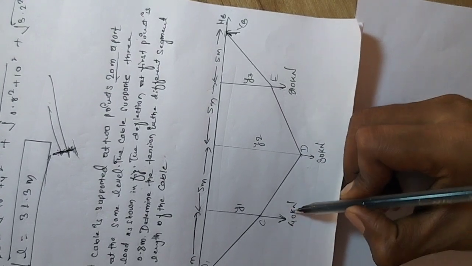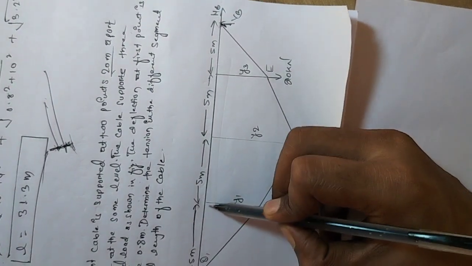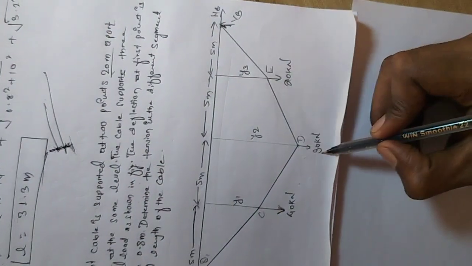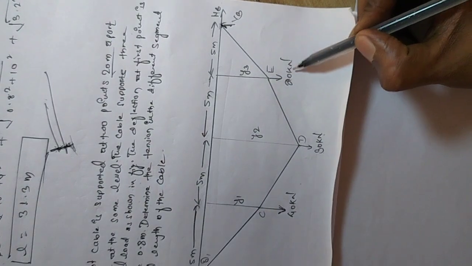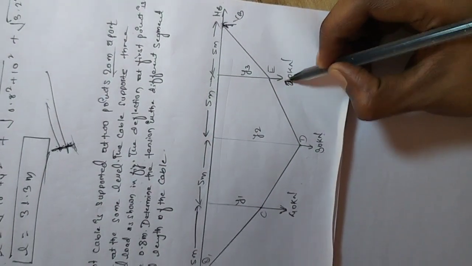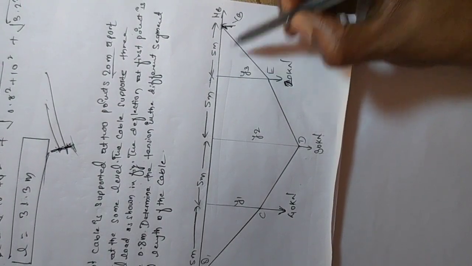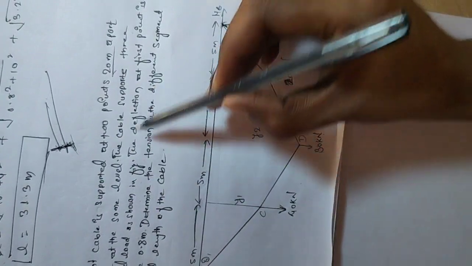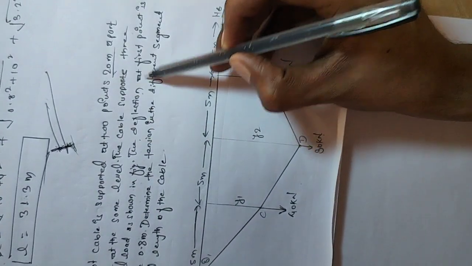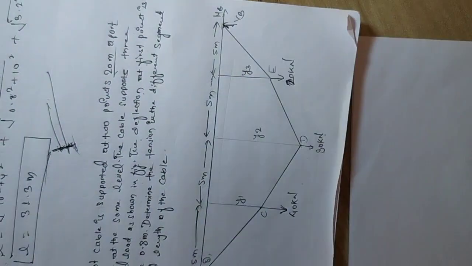The first load is 40 kilonewton, which is 5 meter from support A, and 30 kilonewton, which is again 5 meter from this point, and as shown in the figure, this is 20 kilonewton, which is 5 meter from support B. The deflection at the first point is found to be 0.8 meter.